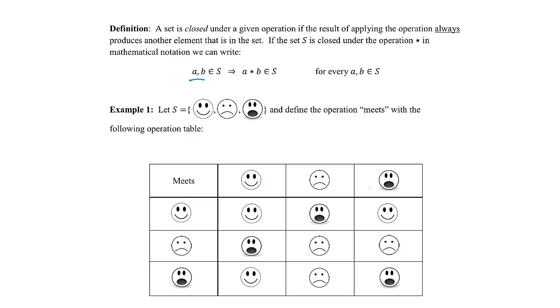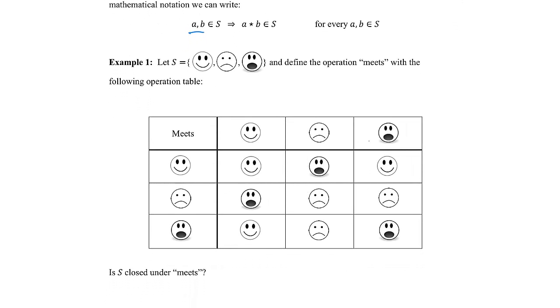we stick our hand in the set, we pull out an A, and we stick our hand in the set and we pull out a B, and then we use our operation. Our operation could be plus, multiply, divide, subtract, whatever you like, and the idea is that every single choice of A, every single choice of B, when we apply the operation, produces something inside of the set. Let's try our idea of being closed in this following example.